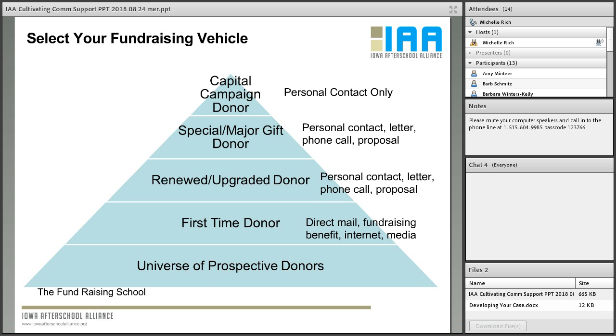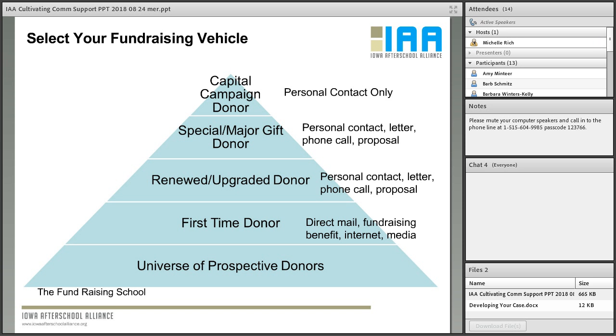Renewed or upgraded donors really need personal contact and letters, phone call, or in this case it might be a proposal to a foundation or a corporation. Then if you're getting into a higher level of donation, whether that be a special or major gift, you really need that personal contact again. And then, of course, if you're looking to do a capital campaign, which is really a different beast, personal contact is appropriate there only.